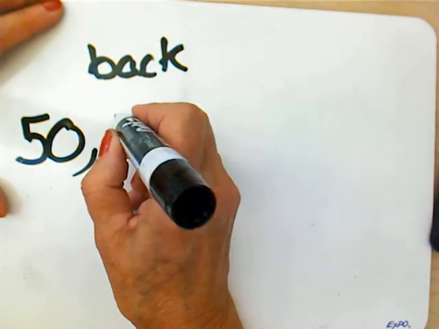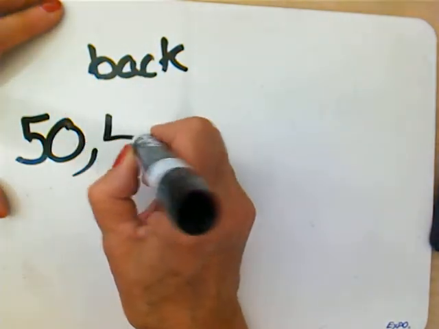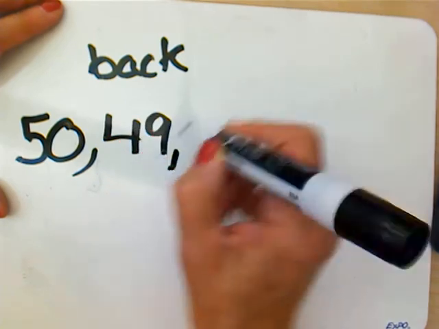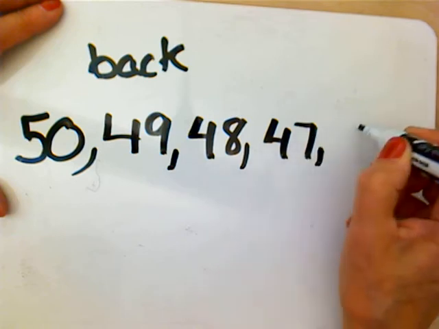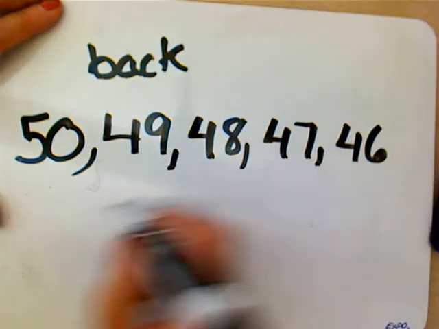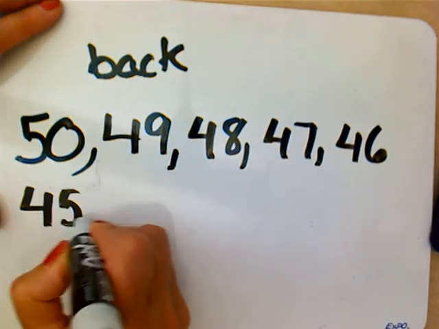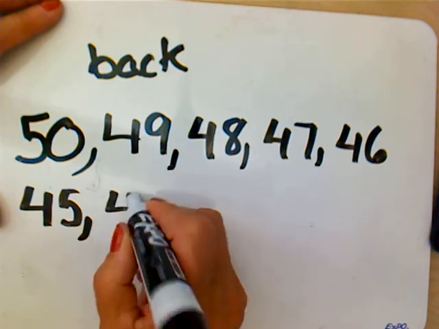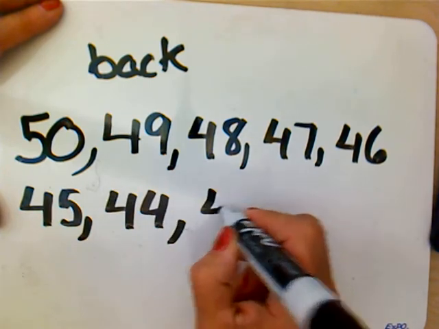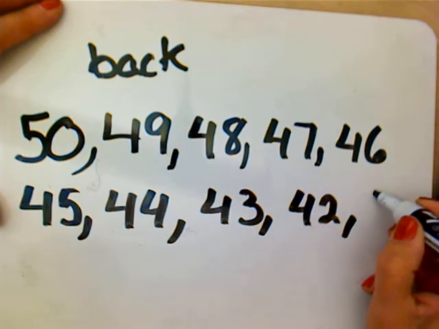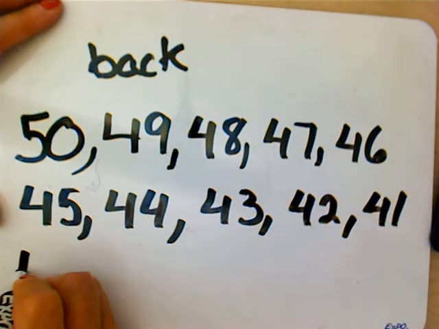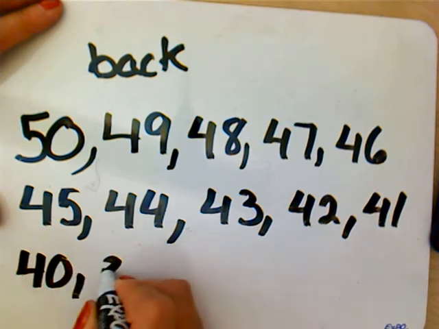So when you were counting back, did you go from 50 to 49, 48, 47, 46, 45, check yourself, 44, 43, 42, maybe you all made it all the way to 41, and then maybe 40 and 39.